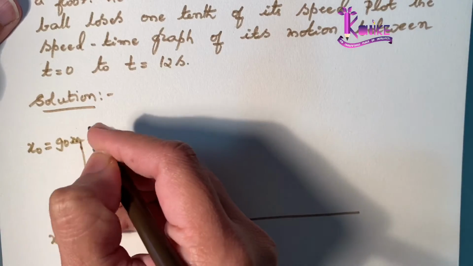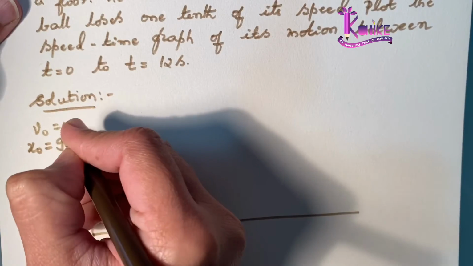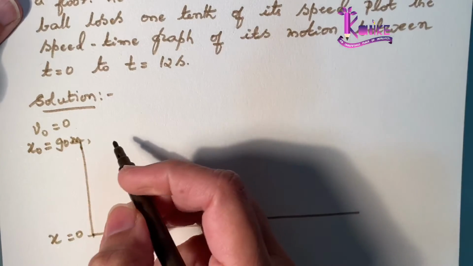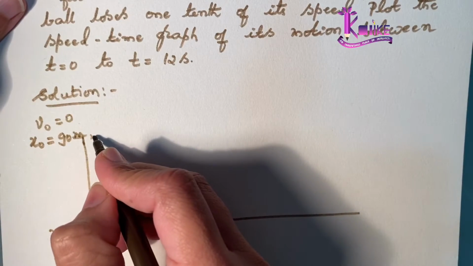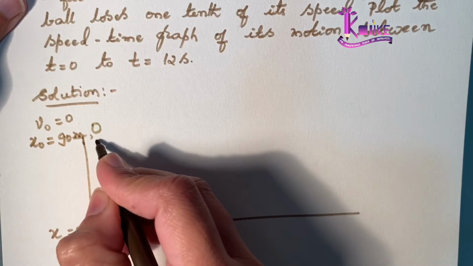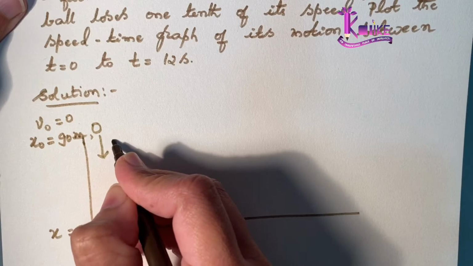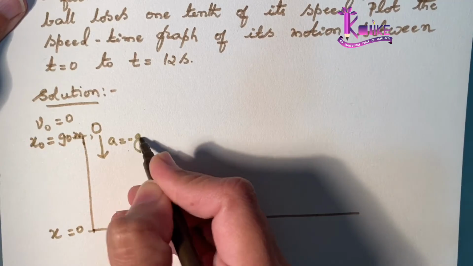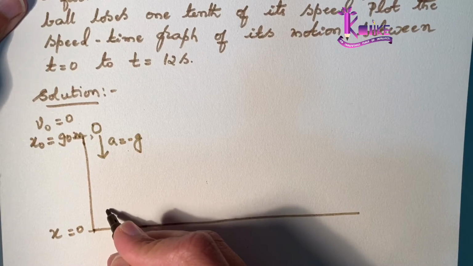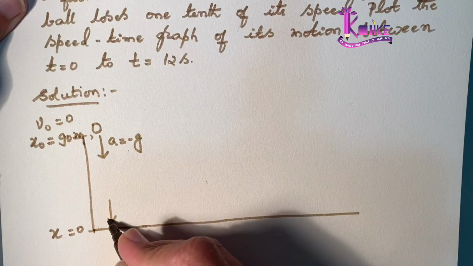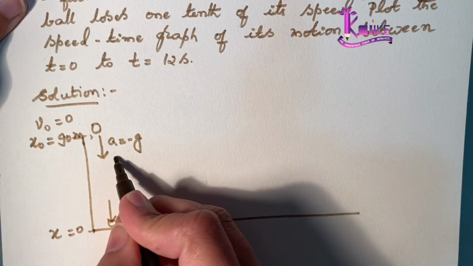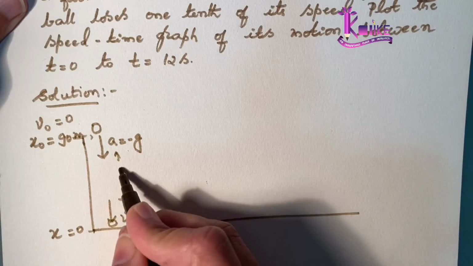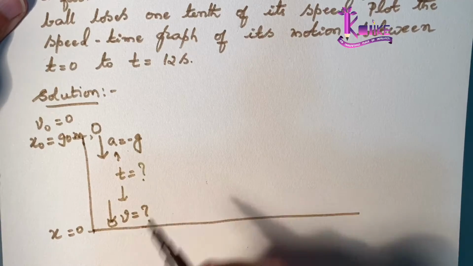The ball has an initial velocity of definitely v0 equal to 0 because nothing has been mentioned. So we assume that the ball has been released from rest. Now the ball has been released from this position, so it will experience an acceleration which is given by minus g. Now the ball hits the ground. Before hitting the ground, it will have some final velocity which we are unaware of. We need to calculate it. Also, we do not know the time the ball takes to reach the ground.